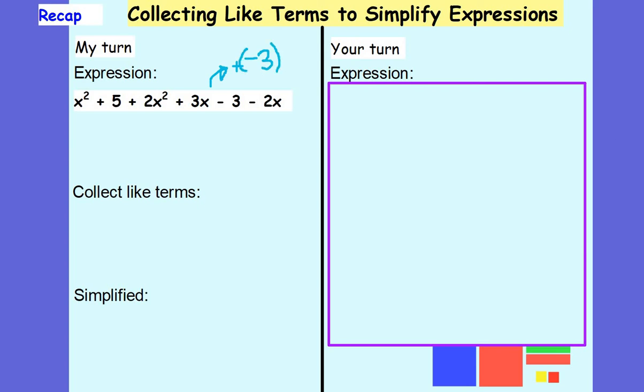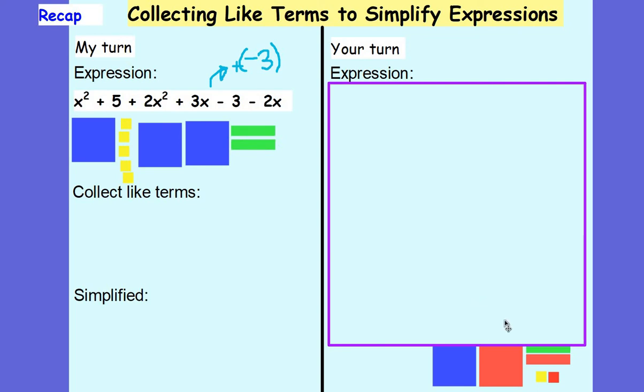Let's use that to model the expression. I've got x squared, that requires 1 blue square. I've got positive 5. Oren, what do I need to show positive 5? You're absolutely right, Oren. I need 5 yellow squares. Thank you very much. 3, 4, and 5. Anita, what do I need to show positive 2x squared? 2 blue squares, lovely. What do I need for positive 3x then, please, Rubs? 3 green rectangles, thank you.